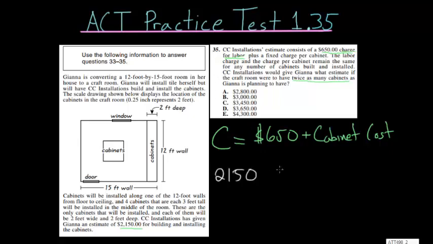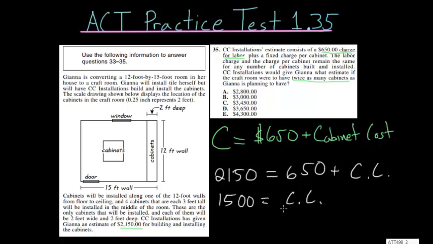So $2,150 is equal to this labor cost plus the cabinet cost, which I'll just write as CC. Once we subtract 650 from each side of this equation, we have that our cabinet cost is $1,500. So this is the cost for all the cabinets, but what we need to know is what it costs for one cabinet.